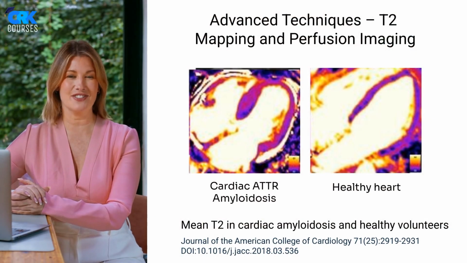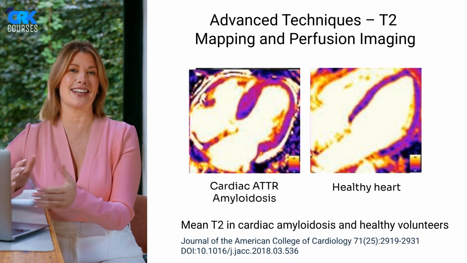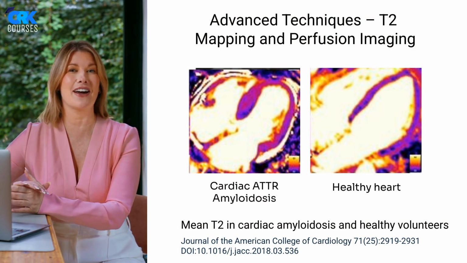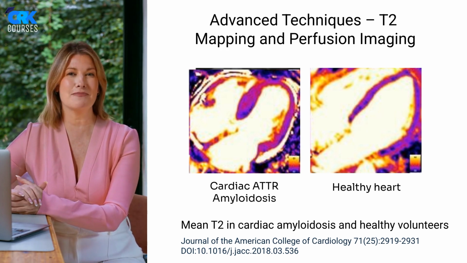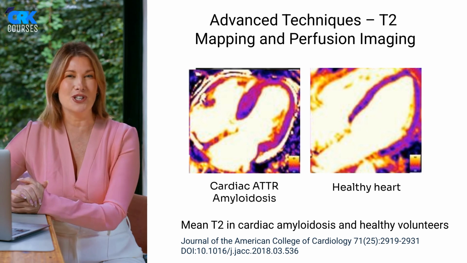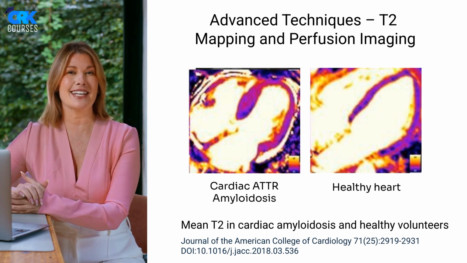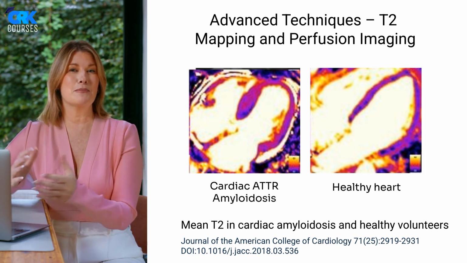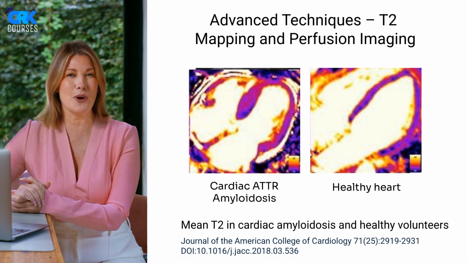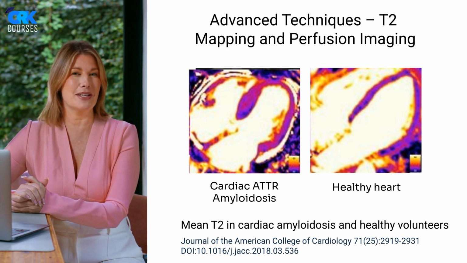As our understanding of cardiac amyloidosis deepens, so does the role of advanced cardiovascular magnetic resonance, or CMR, in its evaluation. While structural changes are important, ATTR-CM is more than just wall thickening. To truly assess disease biology, we need to look deeper at inflammation, edema, and microvascular function. That's where T2 mapping and perfusion imaging come in.